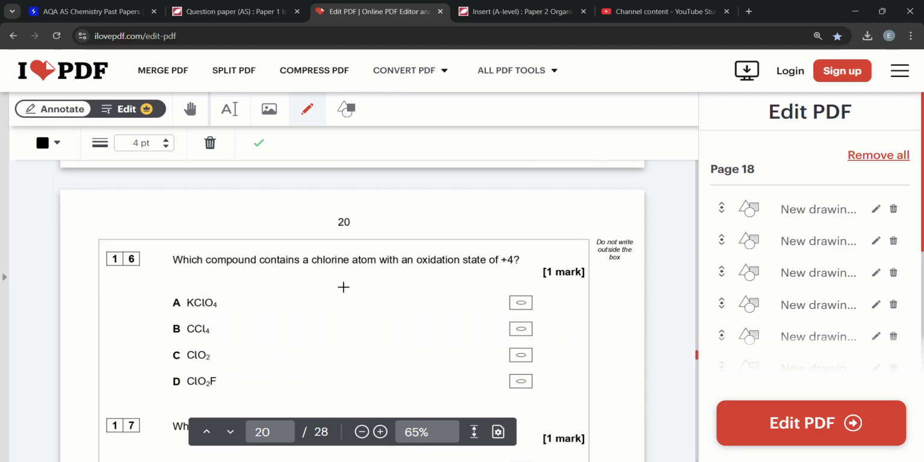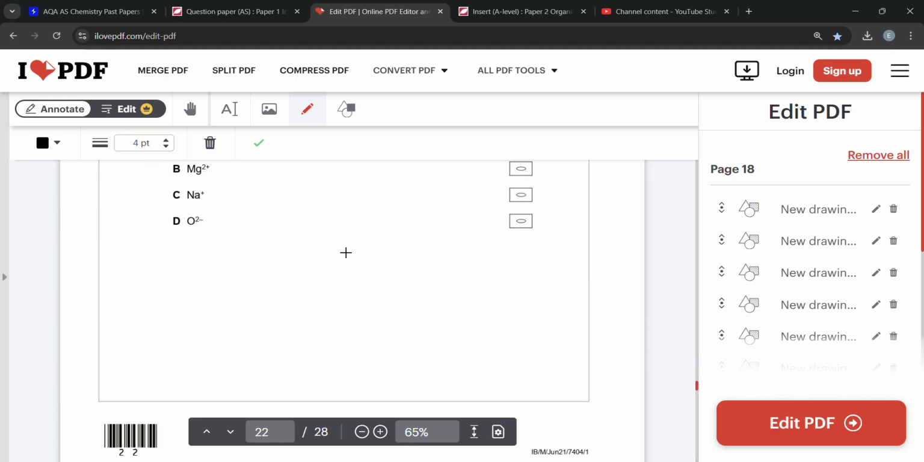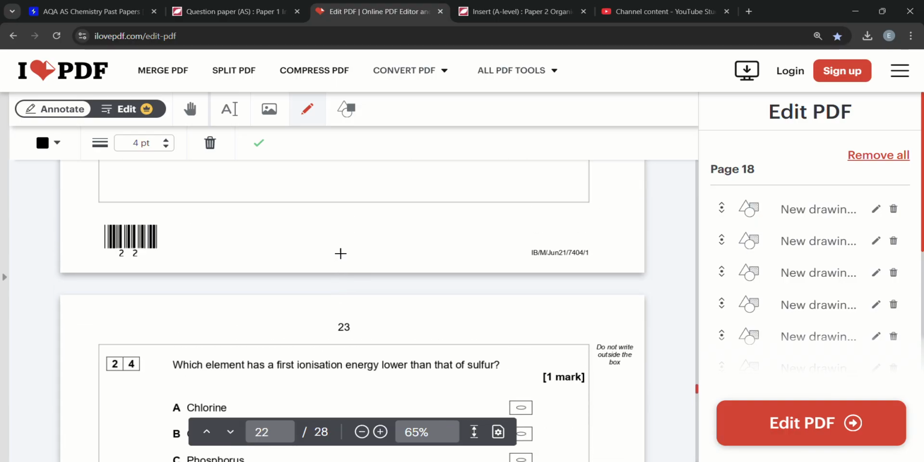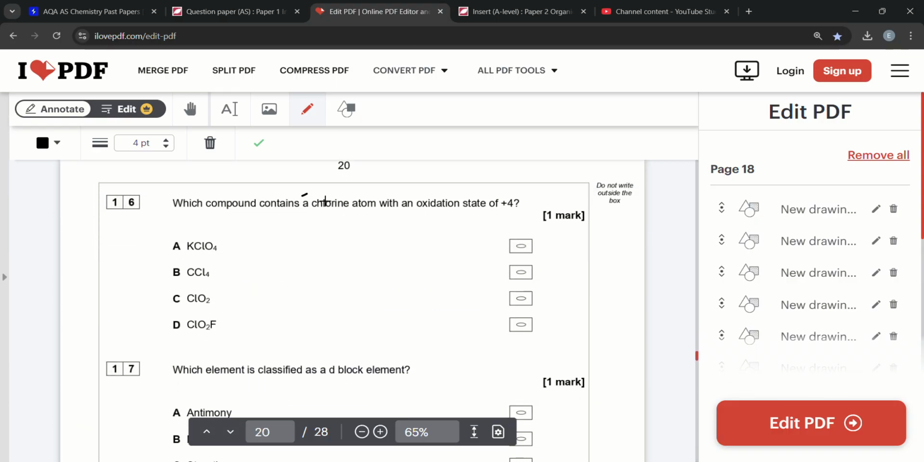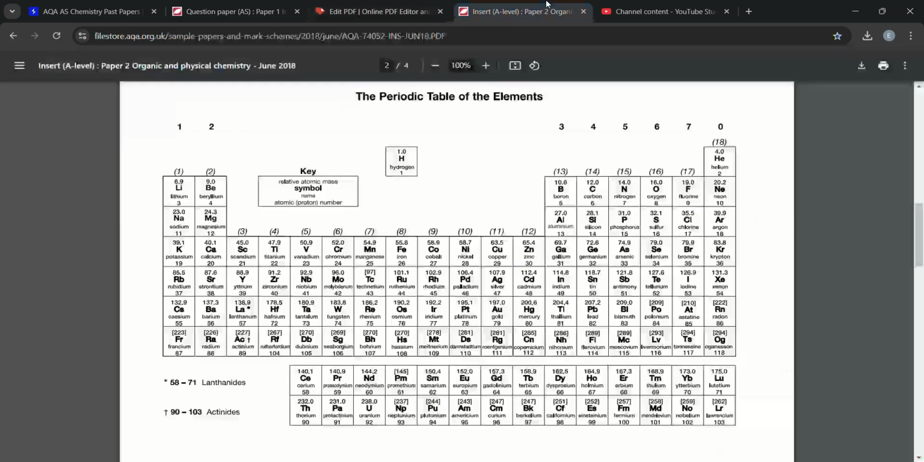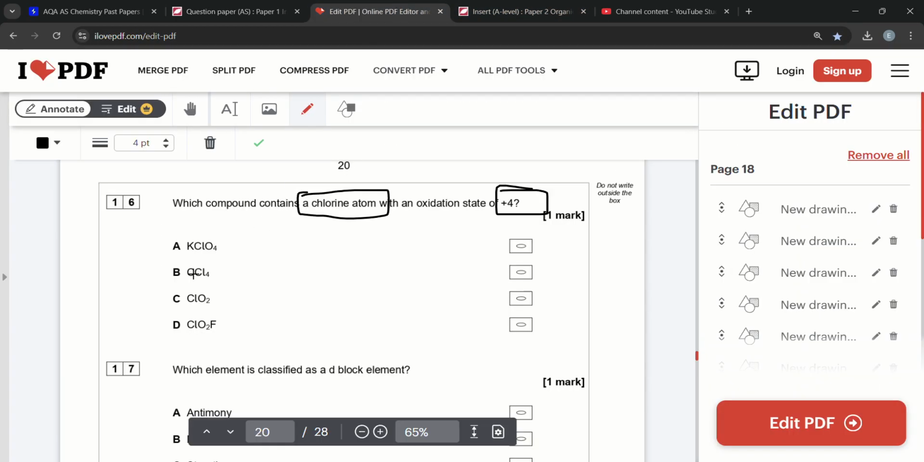Which compound contains a chlorine atom in an oxidation state of +4? Now, in this case, read the question properly. A chlorine atom with an oxidation state of +4. So in this case, oxygen is minus 2 times 4, minus 8. Potassium is group 1, plus 1, so chlorine has to be +7. In this case, carbon is in group 4, and chlorine is going to be -1.